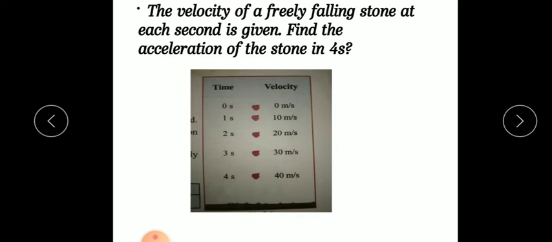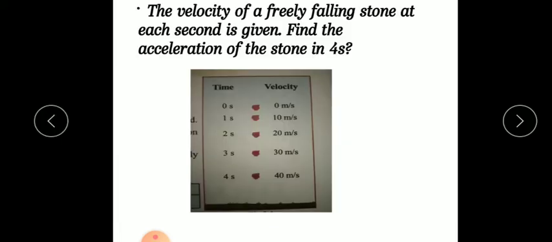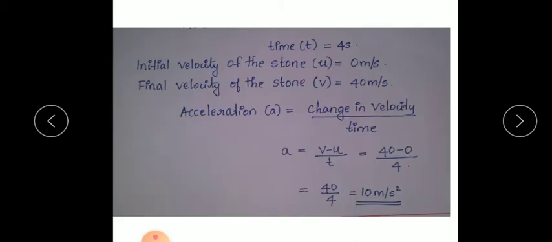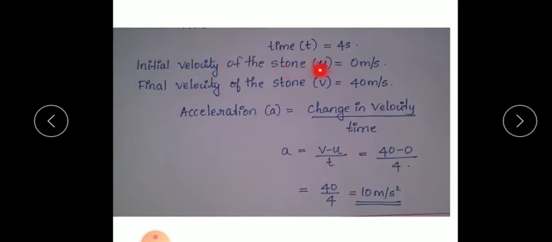What is the equation for finding acceleration? Acceleration a is equal to v minus u divided by t. So what is v? v means final velocity, u is the initial velocity, and t is the time. In the question, time is given as 4 seconds, so time t is equal to 4 seconds. What is the initial velocity of the stone? Starting velocity is 0 meter per second. So initial velocity u is equal to 0 meter per second.